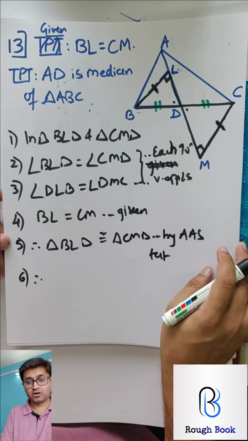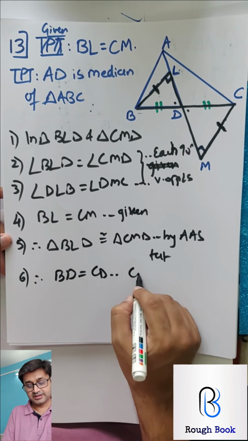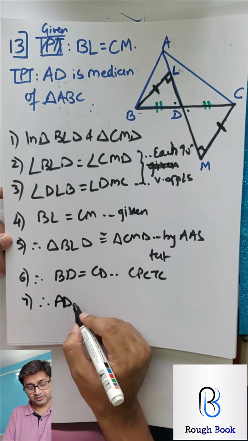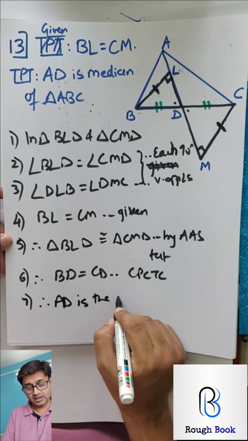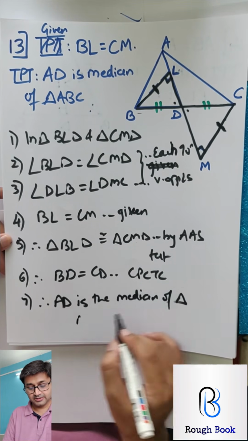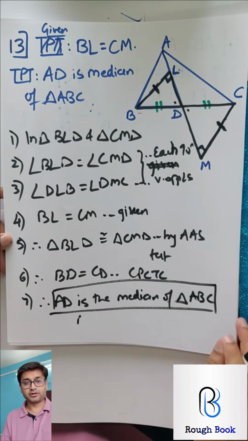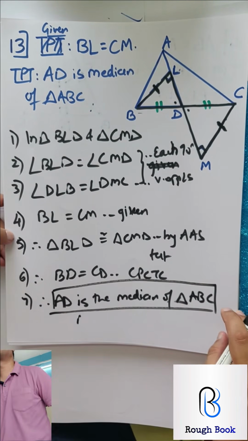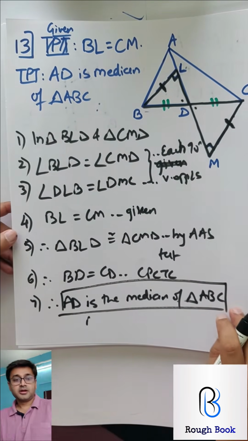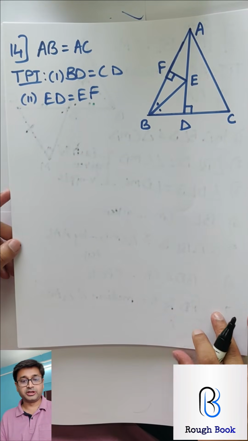Once the triangles are congruent, then I can say BD is equal to CD by CPCTC, and therefore AD becomes the median. AD is the median of triangle ABC. So that's your final step, what you wanted to prove. Did you get it? Okay, let's go with the next one, sum number 14.